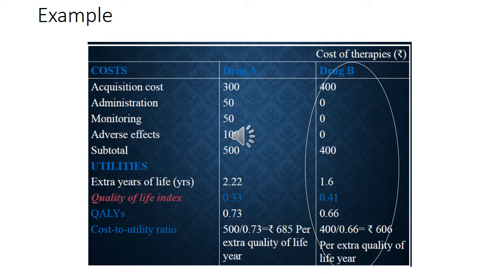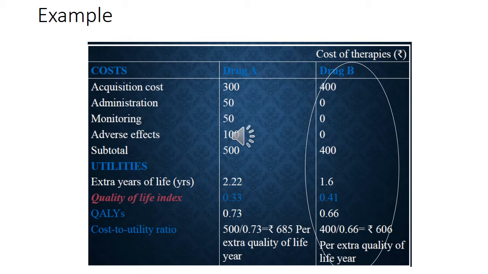Now if you see survival with drug A and drug B, you will find that it is more with drug A. But if you see the quality of life, you will find that the score is higher or better with drug B. So you calculate the quality adjusted life years, that is you divide and you find out the quality adjusted life years. So you observe a particular score, which is 0.73 for drug A and 0.66 for drug B.